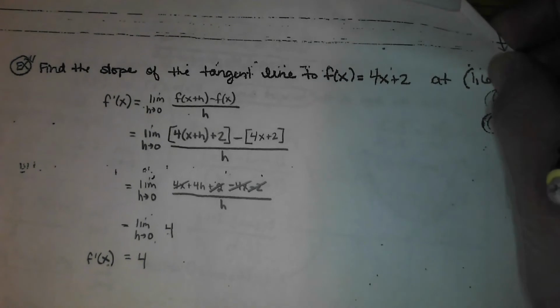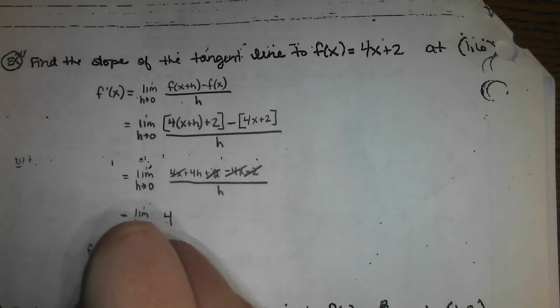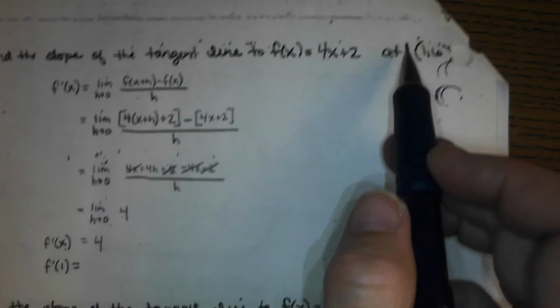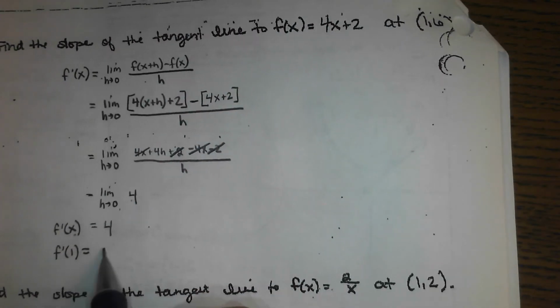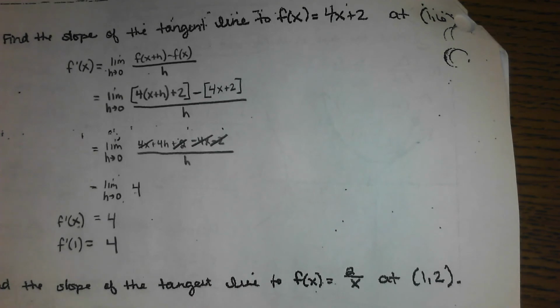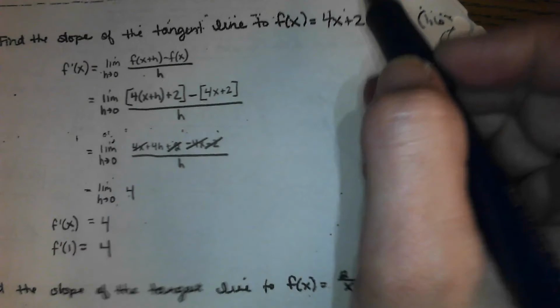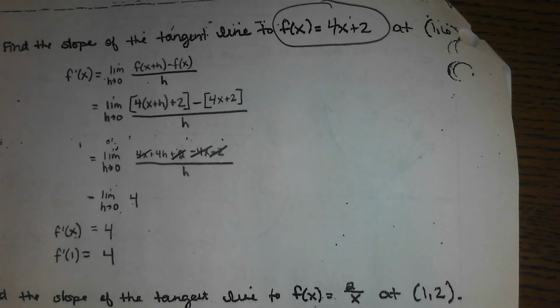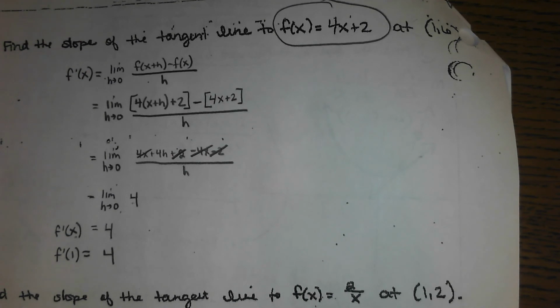So obviously a little bit funky. If we were to then find f prime of 1, which is finding the slope at (1, 6), what would we get? 4. In hindsight, when you look at your function, why does that make sense? Because it's the slope of the line, right.